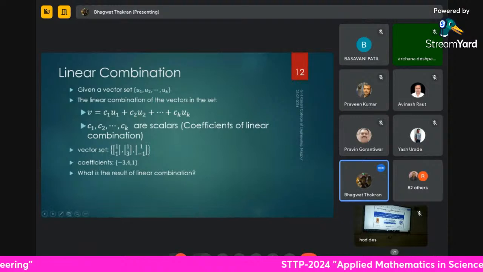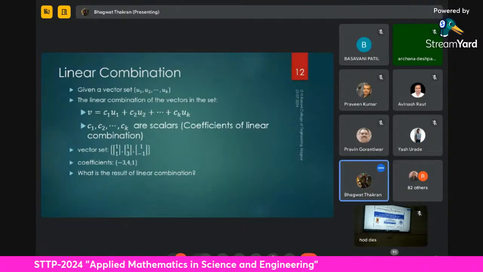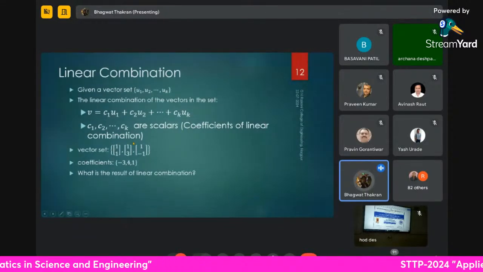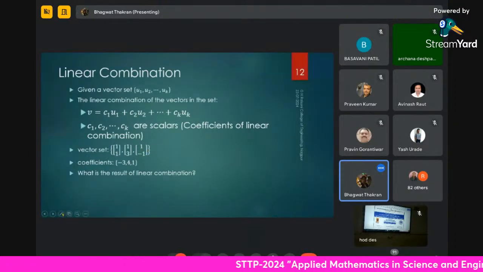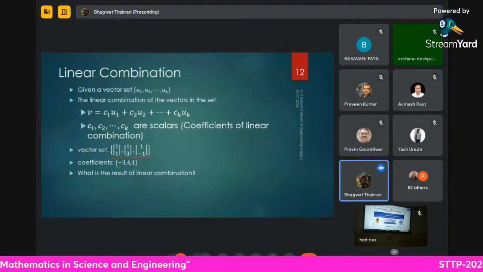Let me take this part to the notepad. So, right. This is my vector set, and these I have considered some scalars.